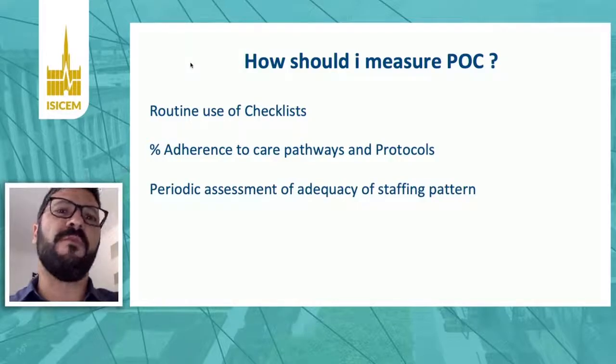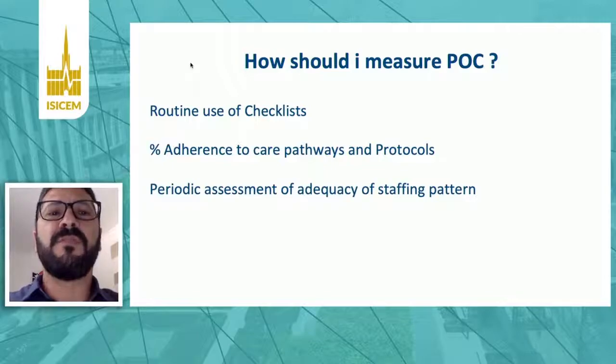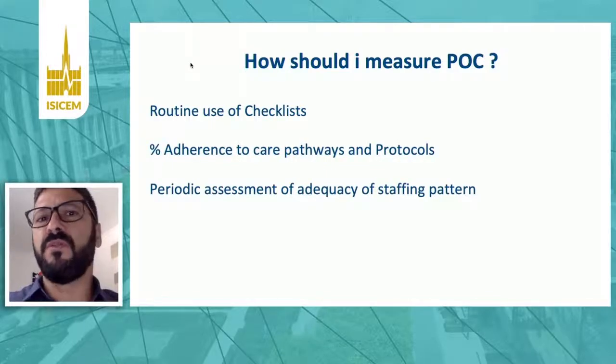Therefore, I think that we could be convinced that we have enough evidence that process of care measures are strongly associated with ICU efficiency. So the next step would be, how can we measure it? So in the next few minutes, I'm going to go through this. So the first thing would be the routine use of checklists.